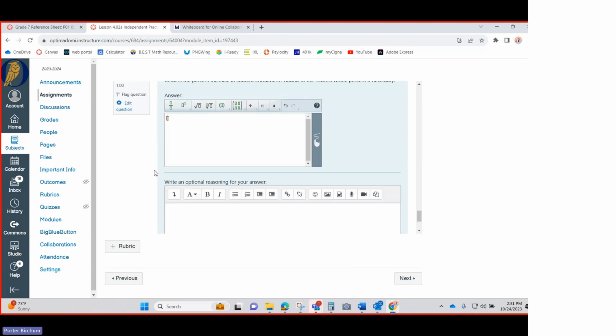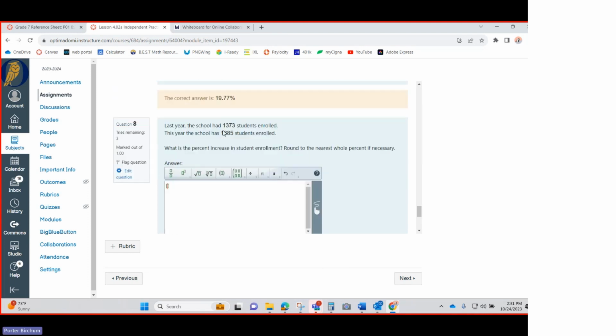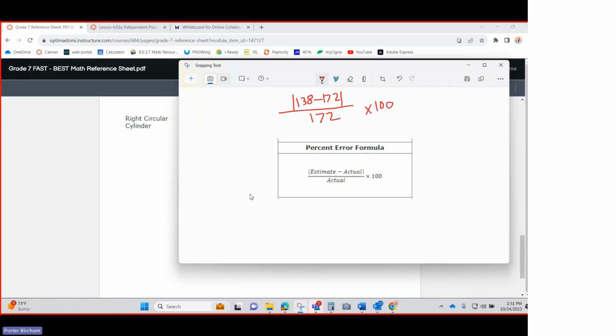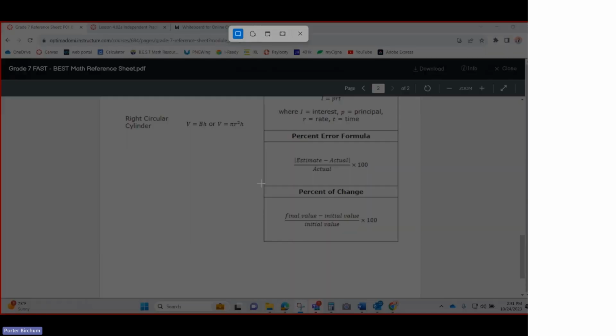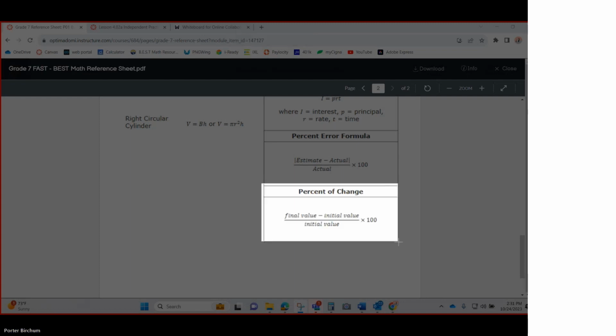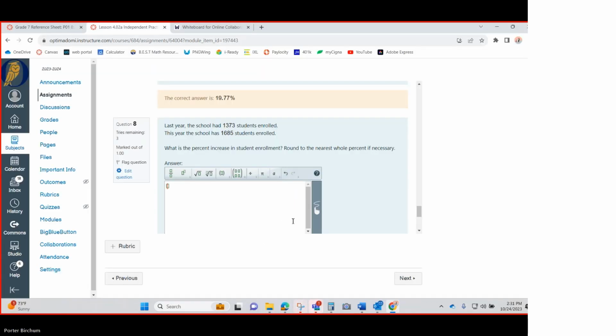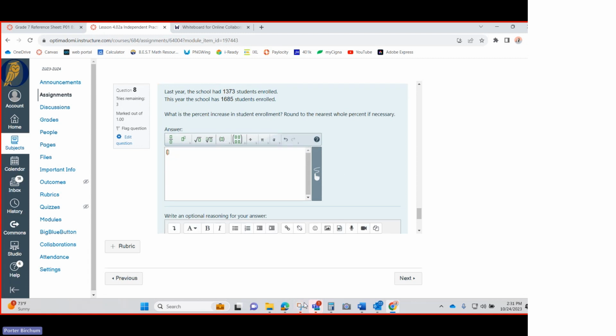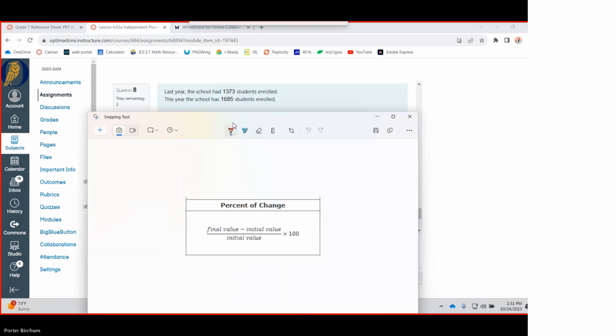Yay! Last question. Last year, the school had that many students enrolled. This year, the school has this many students enrolled. What is the percent increase in student enrollment? Round to the nearest whole percent. What is the percent increase? What is the percent of change?